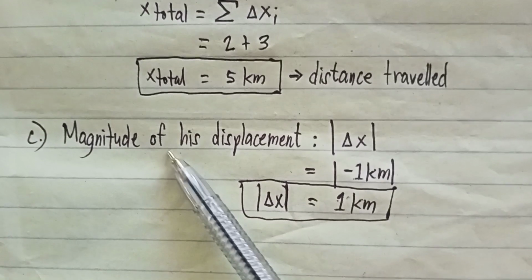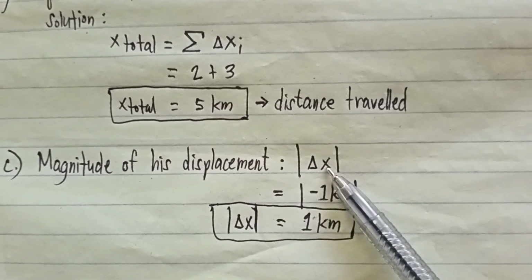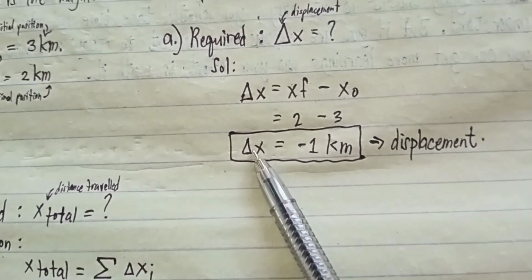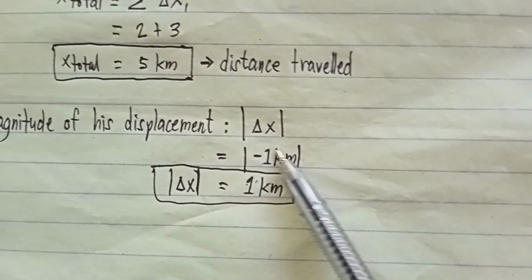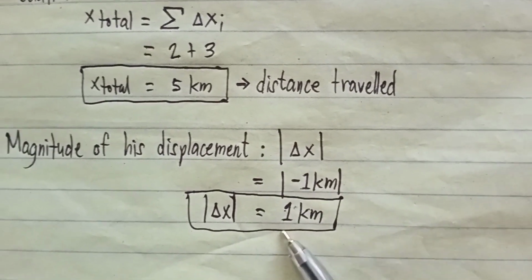Letter C, magnitude of his displacement. Absolute value of displacement. So the value of displacement is negative 1. So substitute and then the answer is 1 kilometer.